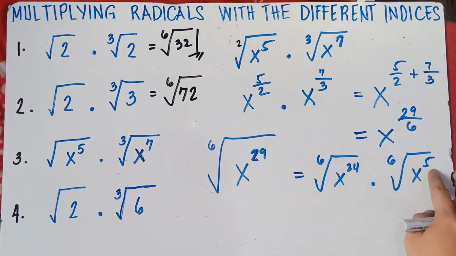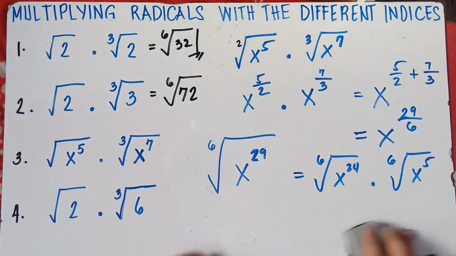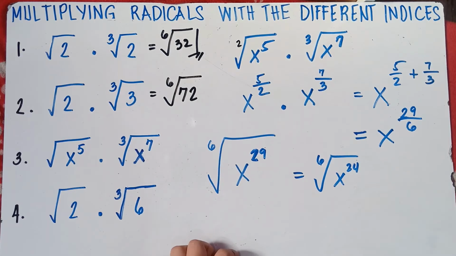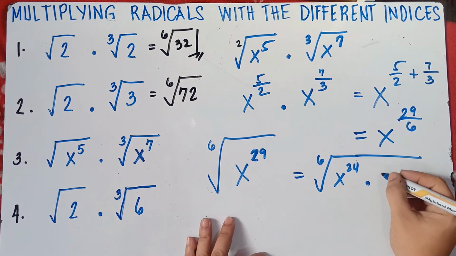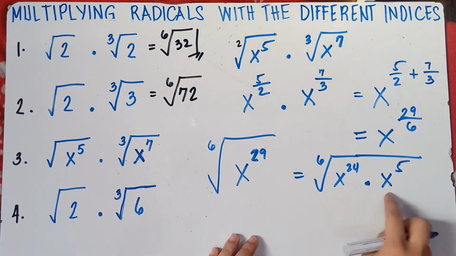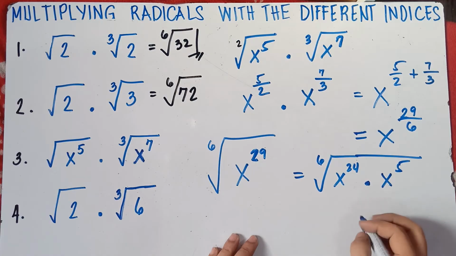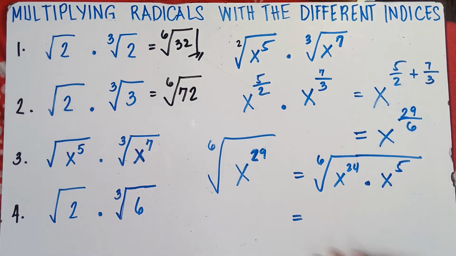24 plus 5, that is 29, and we can divide 24 by 6. You can also write this one, class, as a whole. So this will be the 6th root of x raised to the power of 24 times x raised to the power of 5. Because if they have the same base, copy the base, copy x, then you will add 24 plus 5, that is 29. This is to simplify this one.